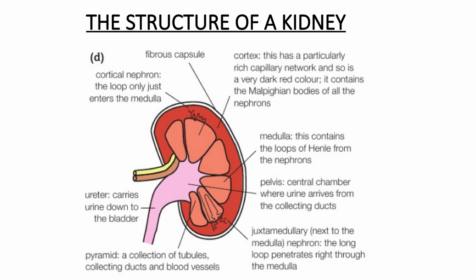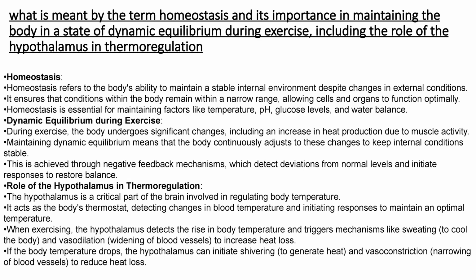And then there is the medulla. This contains the loop of Henle from the nephron, the pelvis, the center chamber where urine arrives from the collecting ducts, and the juxtamedullary nephron next to the medulla. The long loop penetrates right through this medulla. Pyramid, a collection of tubules, collecting ducts and blood vessels, and the ureter, which carries urine down to the bladder.